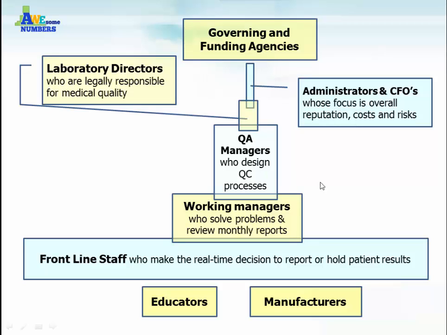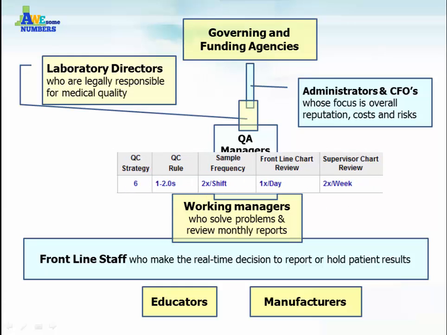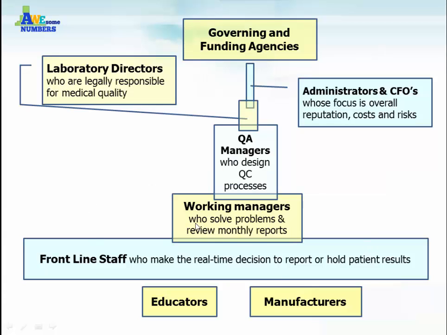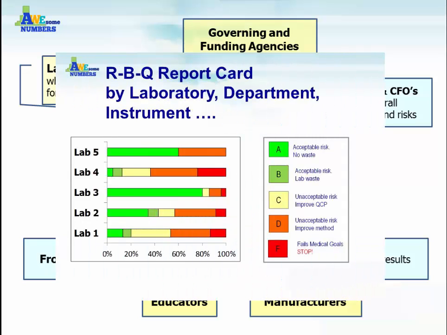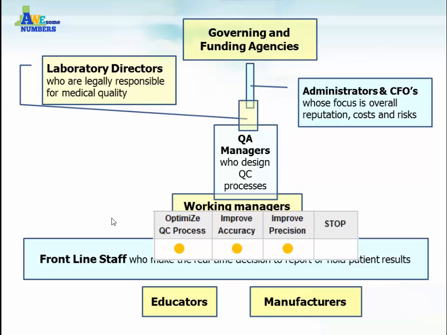The lab manager who designs the QC processes can use that risk-based grade and the software reports to set their QC processes. For the working managers, it helps them solve problems and speeds up that monthly review. You get a report card where you can see your entire department on one grade, so you can focus in immediately on any methods that need attention. And for the front line, it takes all those confusing statistics away. It lets you punch numbers into this, and it tells you to improve precision.